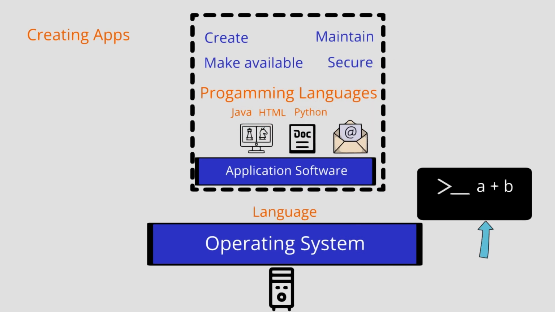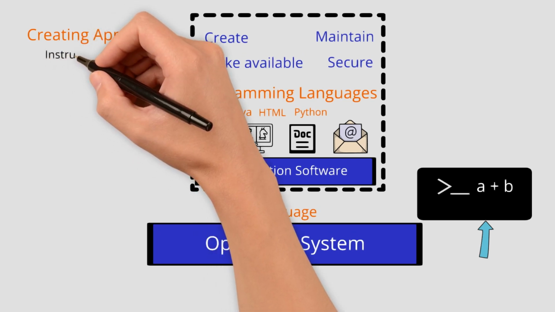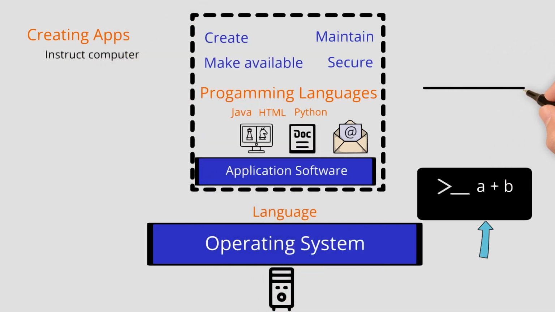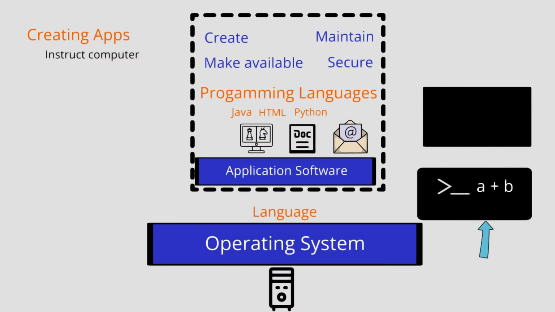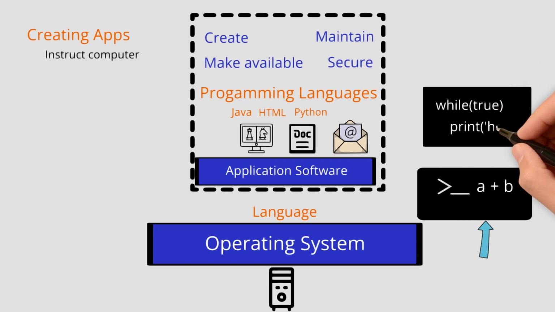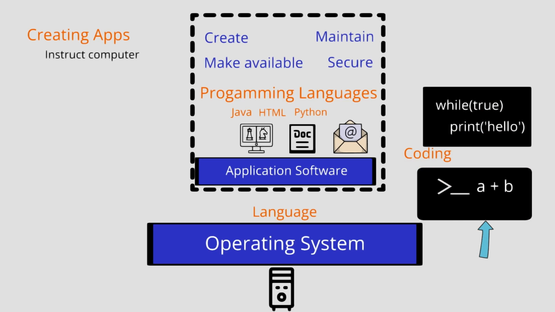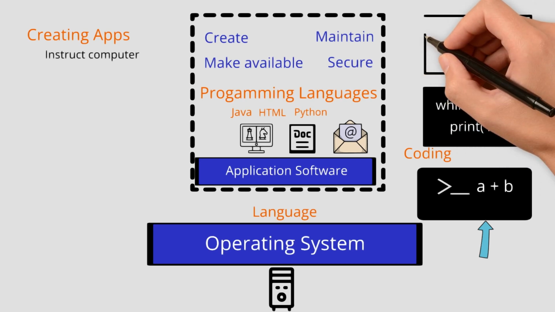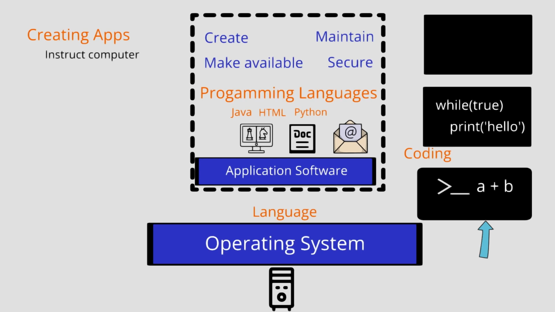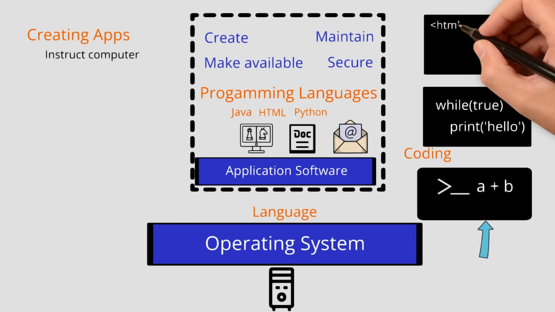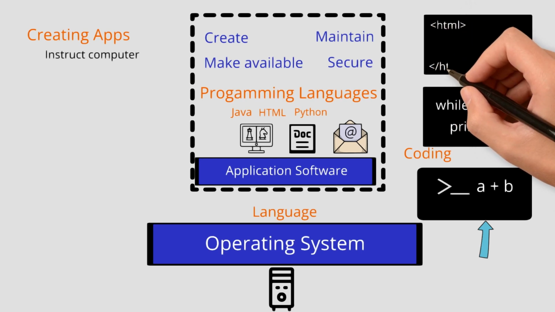Okay, so what do they actually provide? They provide a way that engineers can write some simple commands which will instruct the computer to do more complex stuff. So when you are writing in a programming language, it's called coding. The text that you are writing in a programming language is actually called code. Let's take an example. An engineer desires to create a website. The most popular language for creating websites is called HTML.